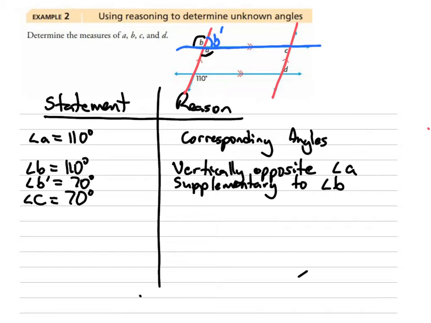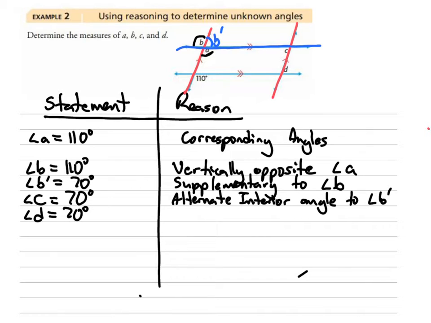And it is 70 degrees because it is an alternate interior angle, and it's alternate interior to angle B prime. And finally, now that we have C, we can solve and get angle D, and I'm going to say that it is also 70 degrees, and for the same reason, it's alternate interior angle to angle C.